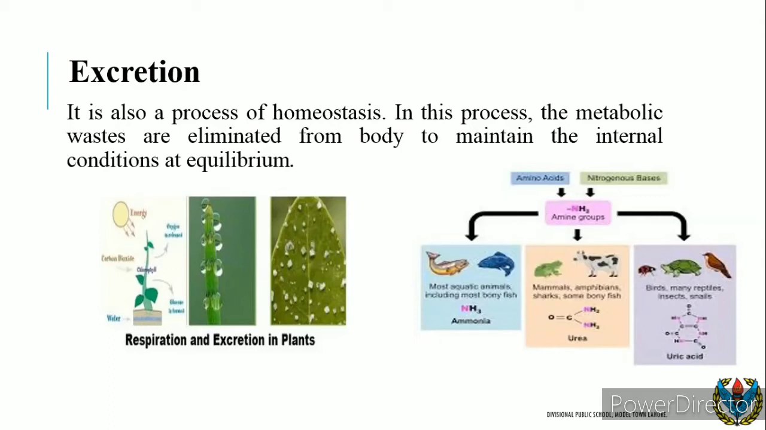There are three forms of nitrogenous waste product. One is ammonia, which is secreted by fishes as indicated in the picture. Second is urea, which is secreted by the animals mentioned in this picture. And third is uric acid. Uric acid crystals are eliminated from the body of animals such as birds and cockroaches, because they conserve water within the body according to the requirement.